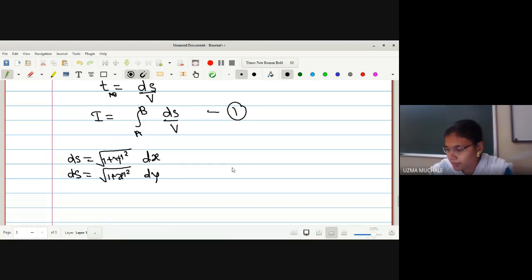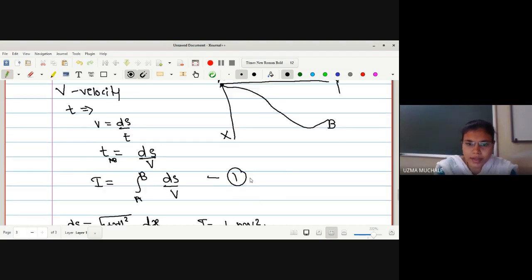Now we have to find the value of v, that is the velocity. For that, let me write down the kinetic energy: T is equal to 1 upon 2 m v square. What is the potential energy? Potential energy is nothing but minus, as we are falling in the downward direction, so it is minus mg times height.